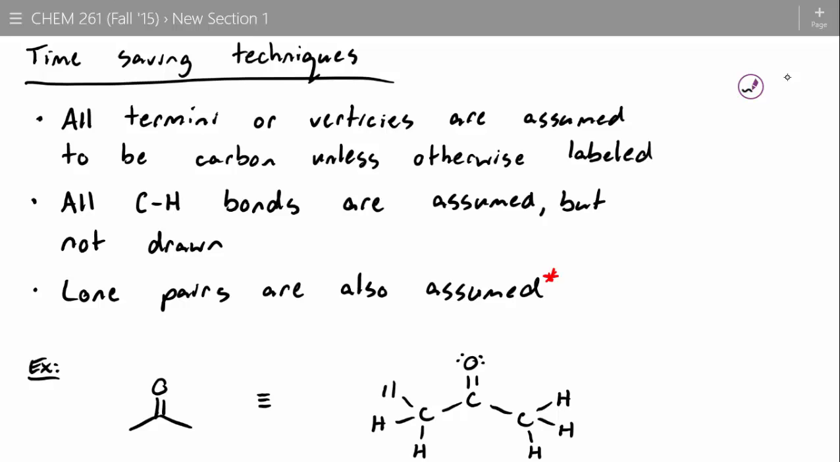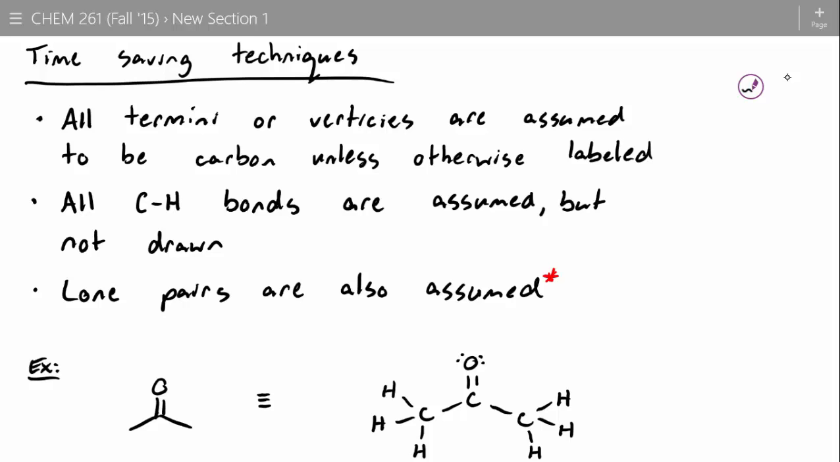You can see it took me a lot less time to draw the molecule on the left than it did to draw the molecule on the right. So anytime you see a terminus from a single bond, it's going to be a CH3. Anytime you see an oxygen without lone pairs, you can assume there are lone pairs unless there's a positive or negative charge on it. So this is a really nice way of speeding up drawing.